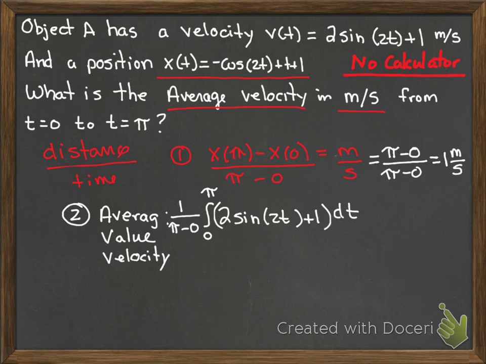So we'll need to integrate. The integral of sine is negative cosine, so we'll have negative 2 cosine of 2t, and we'll divide by the derivative of the inner function, which is 2, and the antiderivative of 1 will be plus t. And we'll integrate from 0 to pi, and we'll multiply times 1 over pi minus 0.